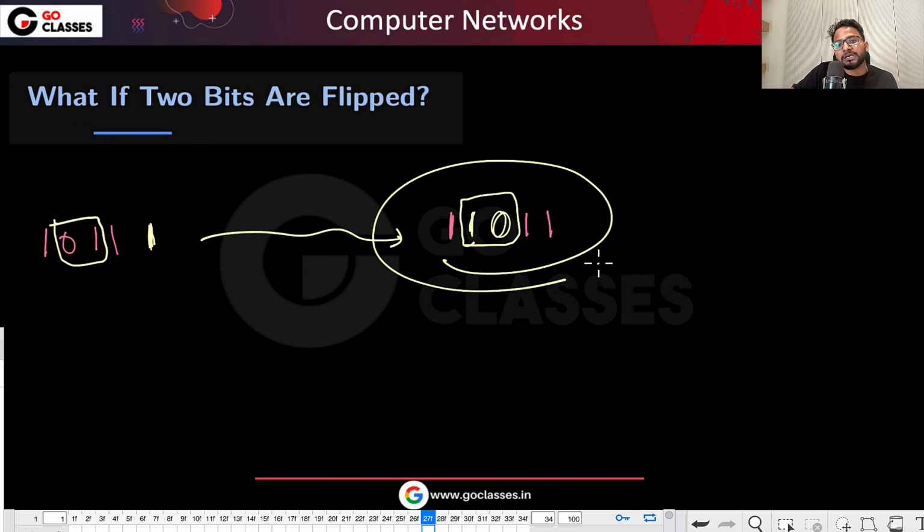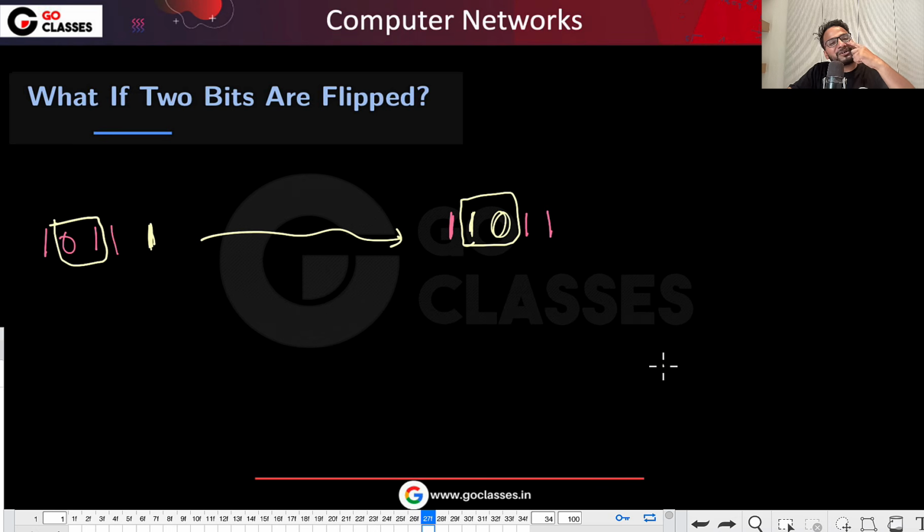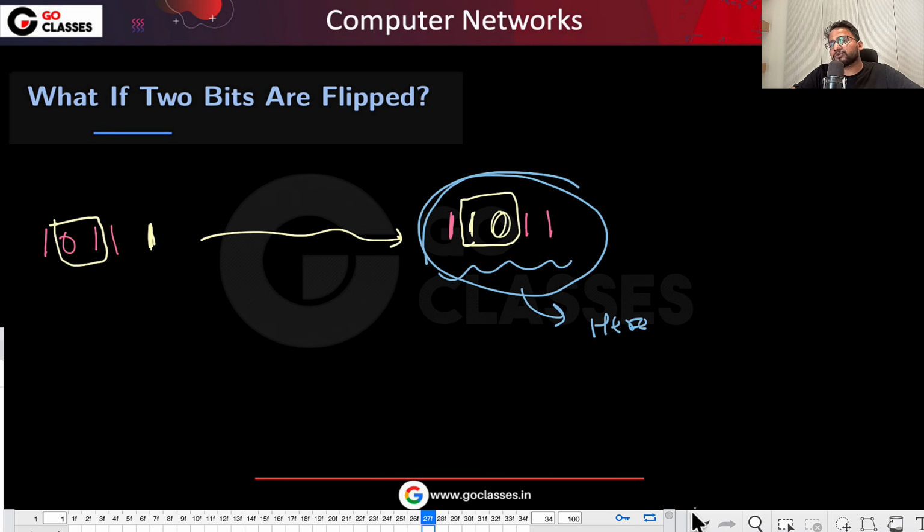Now the number of ones is again even, because with more than one flip, the number of ones is basically not changing. If it was previously odd, then it will also be odd. If it was previously even, then it is even only. So here the receiver will not be able to detect the error. The receiver will think that everything is fine, the number of ones should be even, because we are working with even parity.